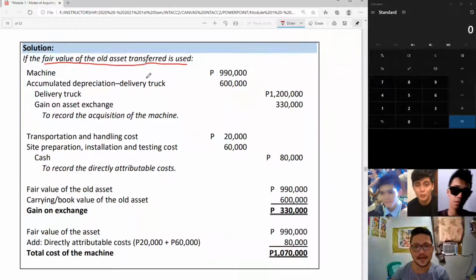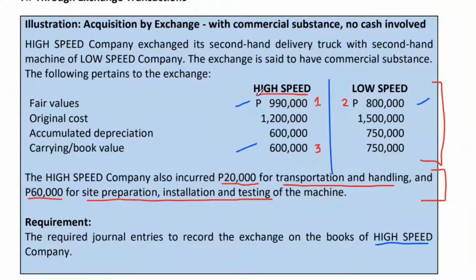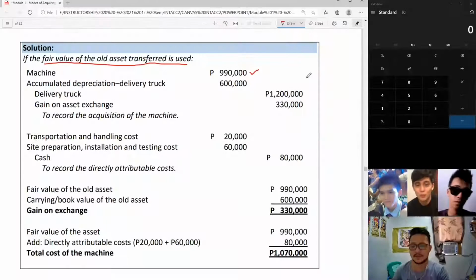Unang-una, debit tayo 990 as the fair value of the old asset transferred. Next, we will also have to credit the original cost of the delivery truck, debiting its accumulated depreciation. The gain on exchange of 330 is not your balancing figure, ha? It is computed as follows.